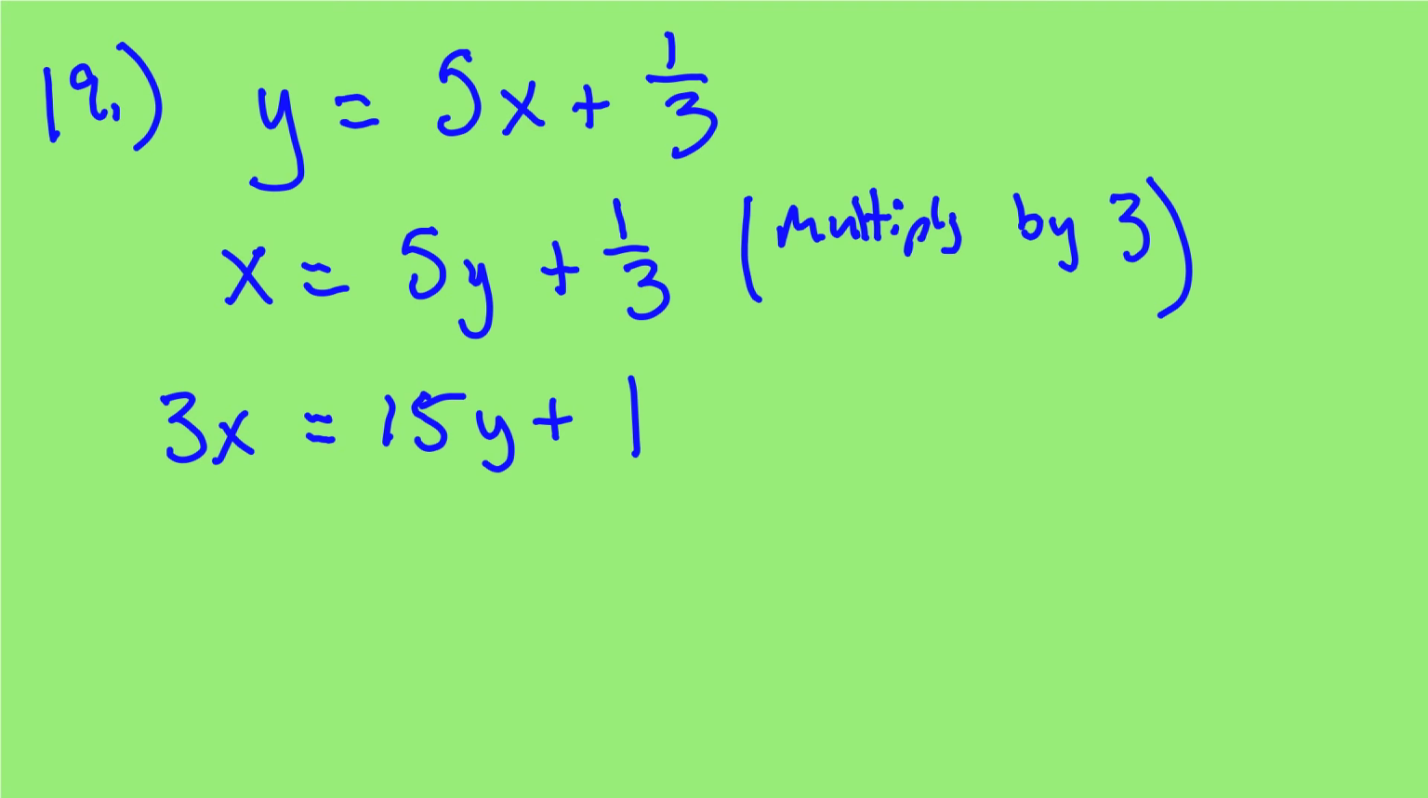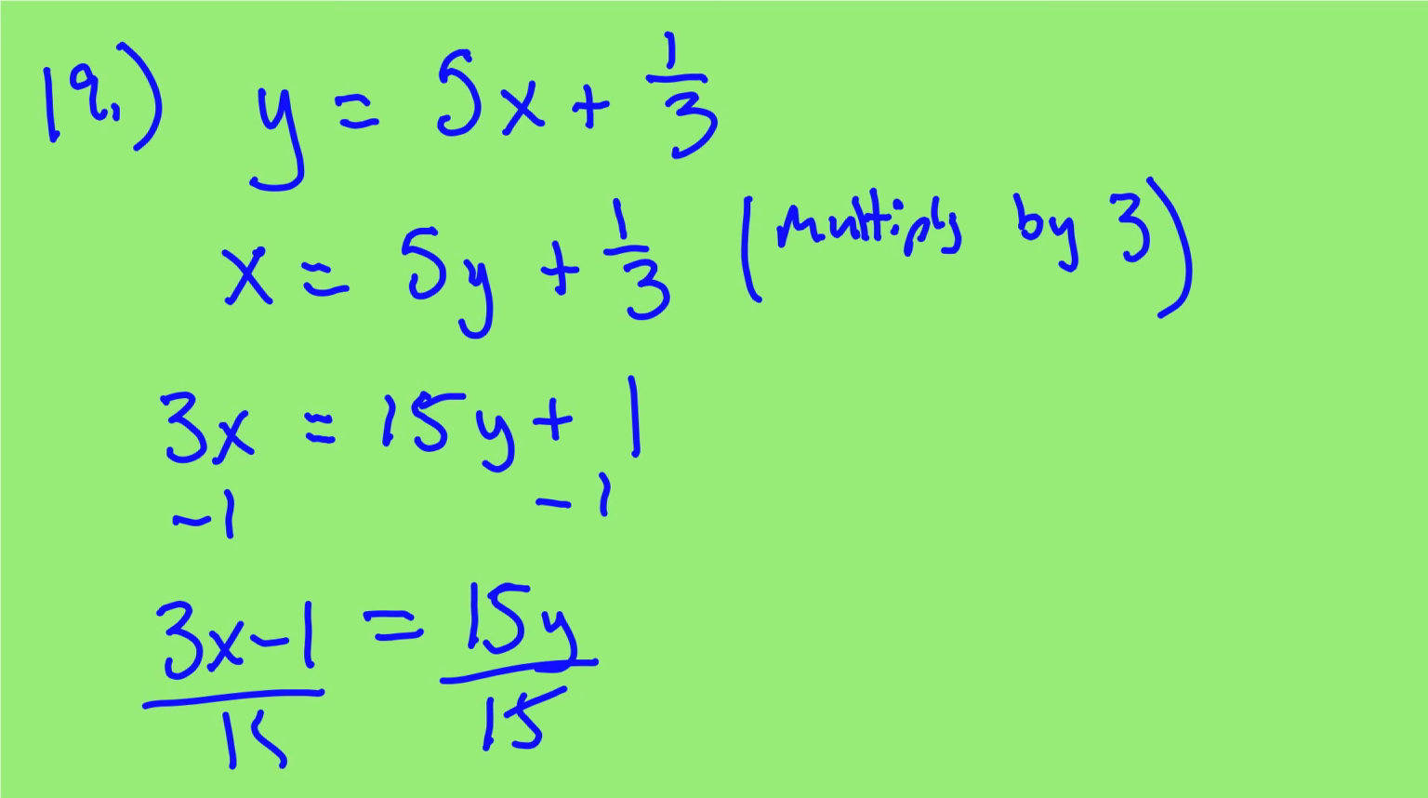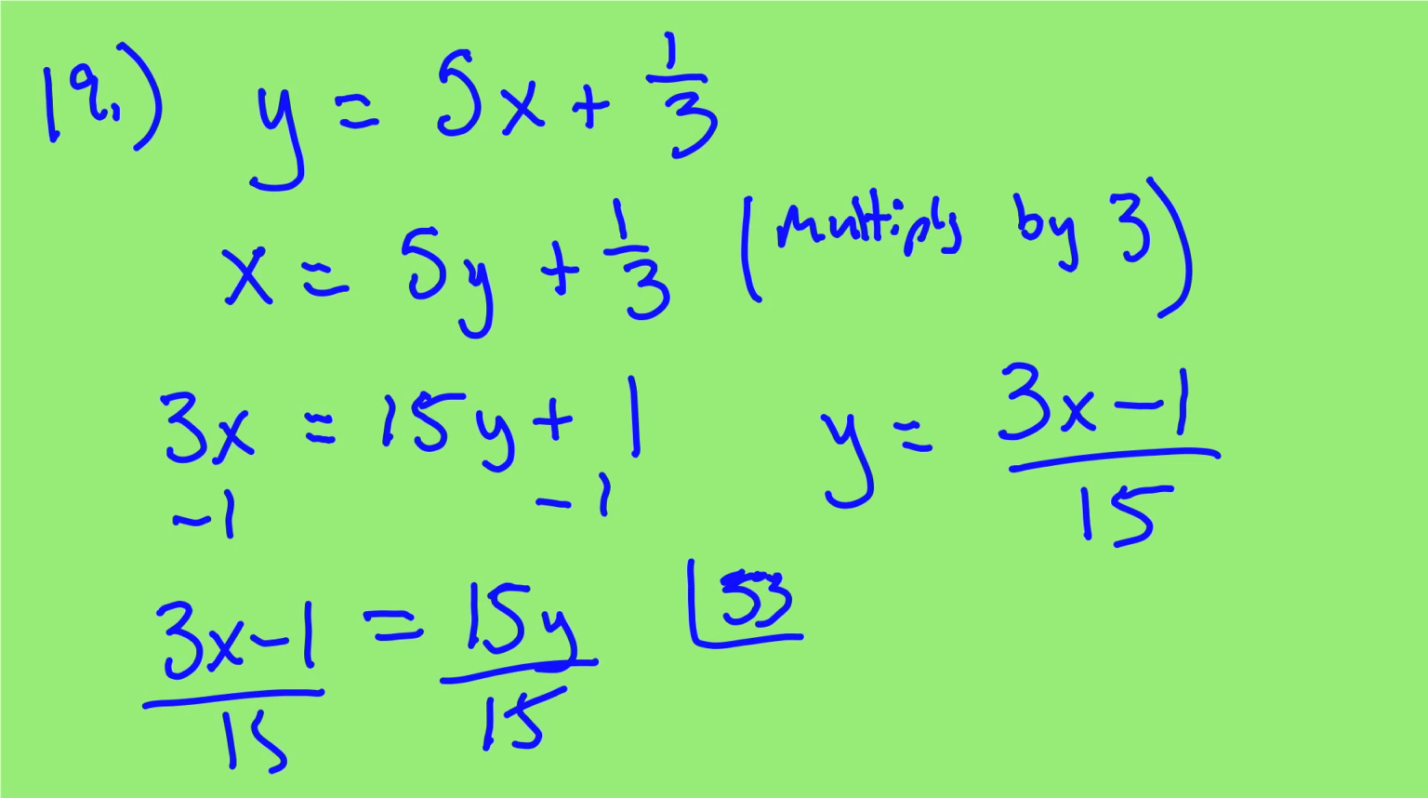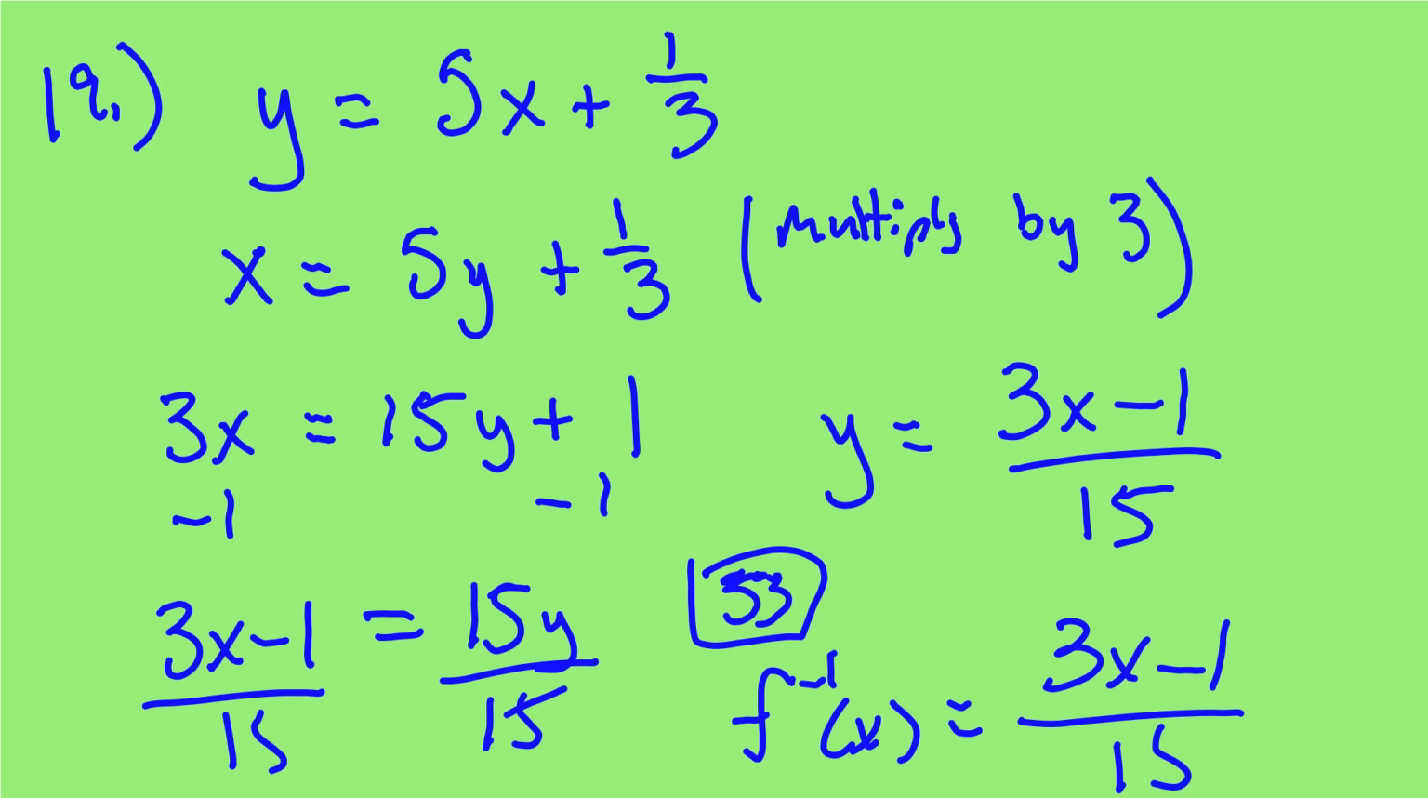All right. Now I'm just going to solve, so I subtract 1 from both sides, so I get 3x minus 1 equals 15y. Divide by 15, divide by 15. I get y equals 3x minus 1 all over 15. So step 3 says I need to put f inverse of x in there, so I say f inverse of x equals 3x minus 1 all over 15. Alright, that's going to finish that.